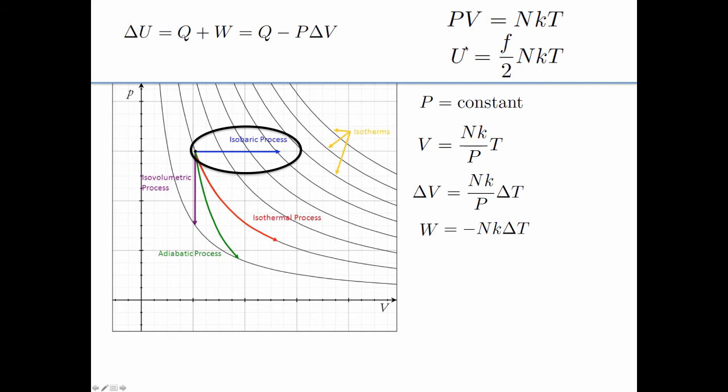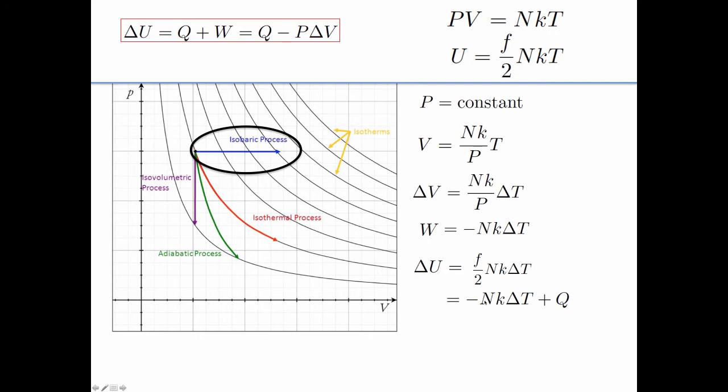Now we know that the total internal energy is given by this equation up here, so delta U is F over 2 NK delta T. But we also know from the first law of thermodynamics that delta U is Q plus W, which is Q plus this expression for W, minus NK delta T.